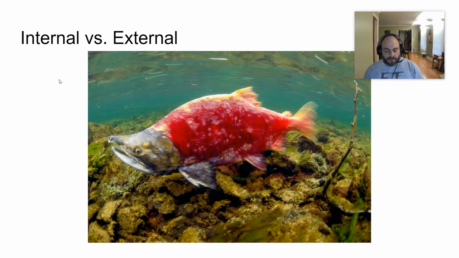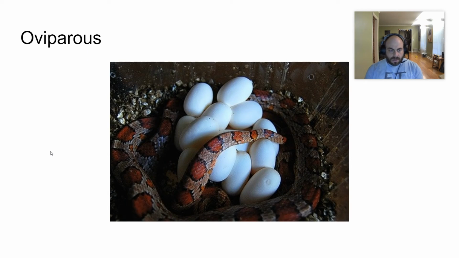Okay, so reproductive patterns: internal versus external fertilization. Internal fertilization is like mammals, birds, reptiles. It's where the egg is fertilized inside the body. External fertilization is where the eggs are laid by the female, and the male comes around and fertilizes those eggs outside the body, like in the water for these salmon. Some animals are egg-laying. Egg-laying animals are called oviparous, which literally means egg-bearing. And so this snake is an oviparous snake. It's laid some eggs. Now it is waiting patiently for its brood to hatch.